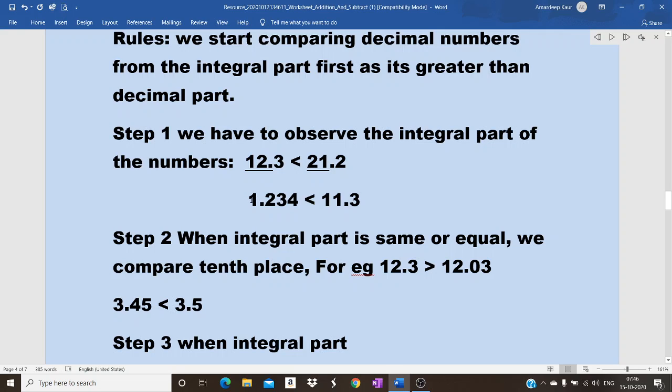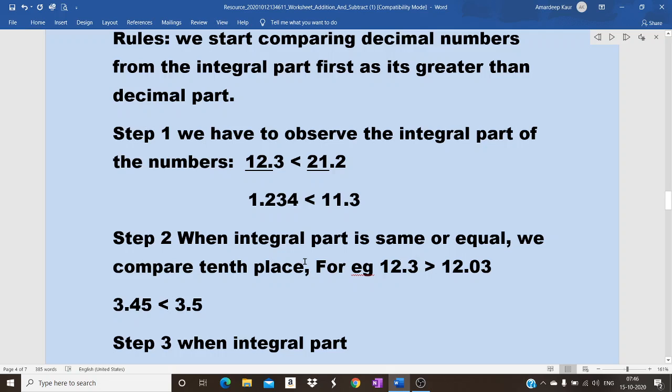Refer to one more example. I have 1.234 and I have 11.3. So 11 in the integral part and 1 in the integral part. So 11 is greater than 1. Now just check out, the second number is greater, but if you just look at the decimal part, we have a single digit over here and we have 3 digits over here. So that is where the confusion lies, that looking at these numbers, this number seems to be bigger, but we can't decide that way. We have to see the values. So the integral part, as we decided, we will compare first and then decide.